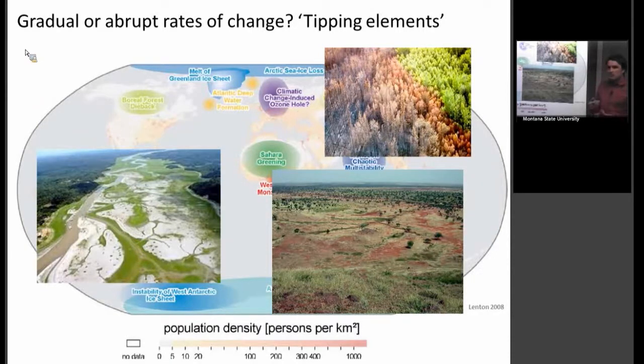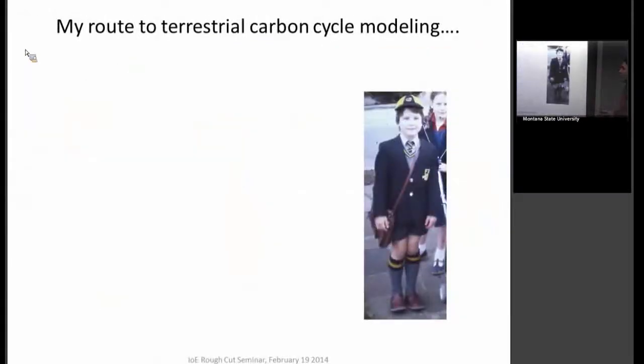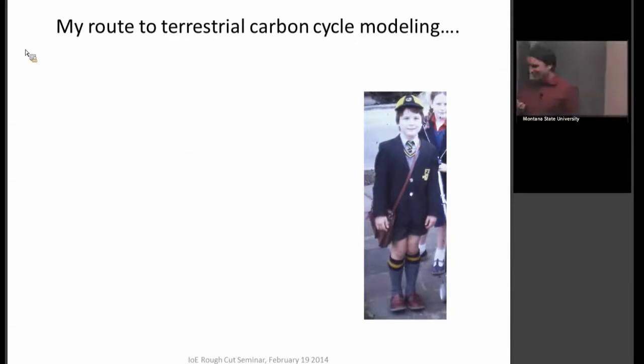So, this is me. I wanted to give a sense of how I got to become a carbon cycle modeler. I do come from England, which explains the accent somewhat. And I had to wear shorts until I was 5 feet tall, and then my school would allow us to wear trousers, even in winter.